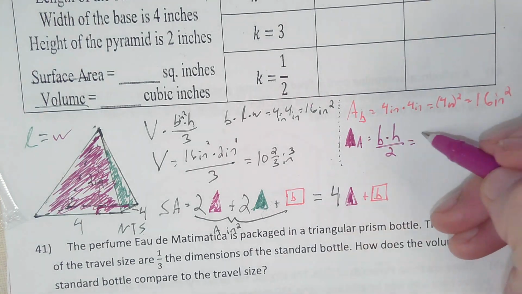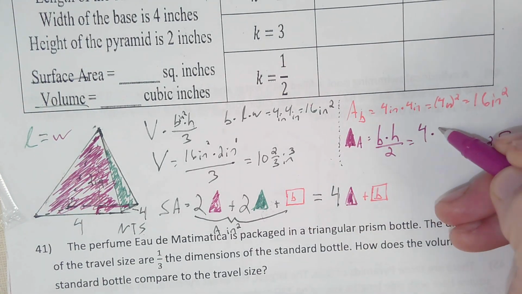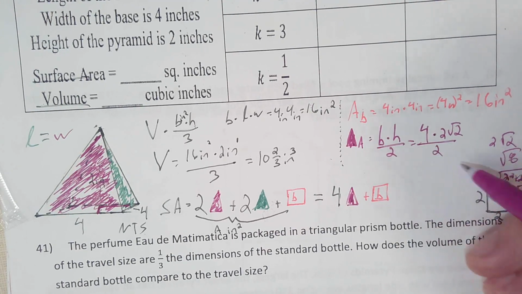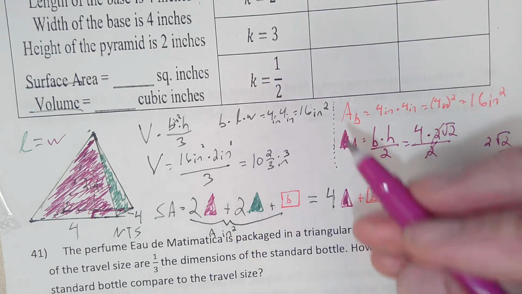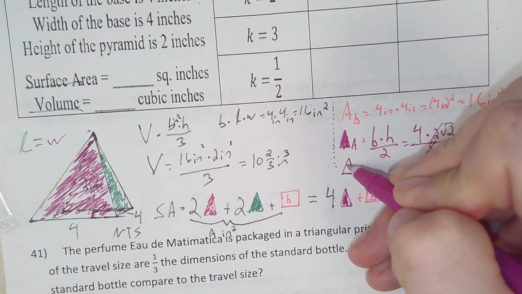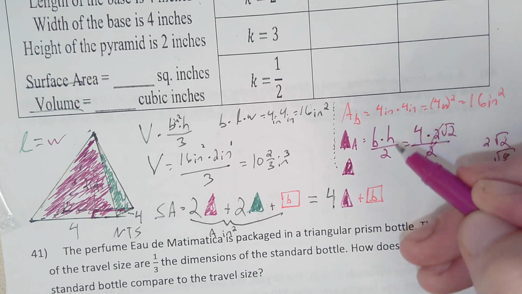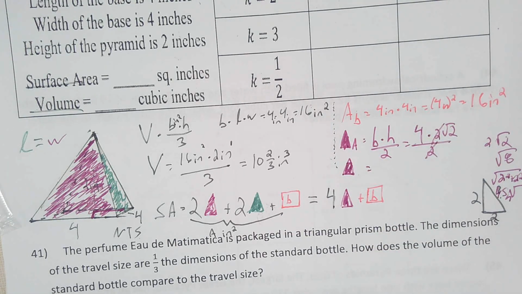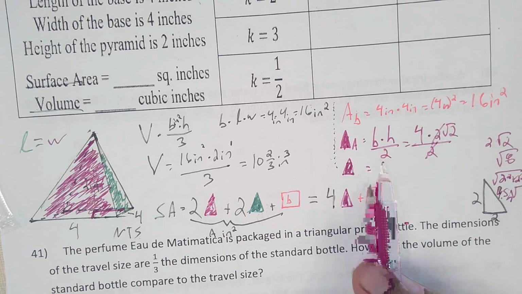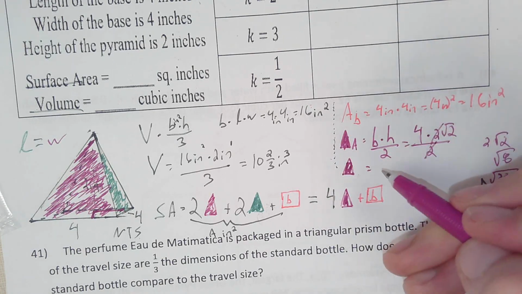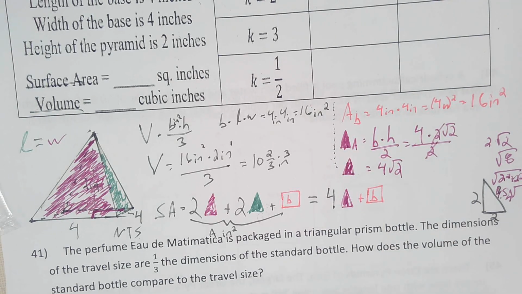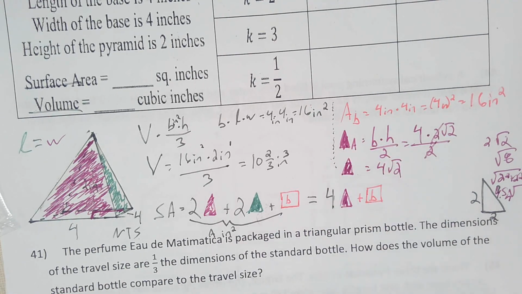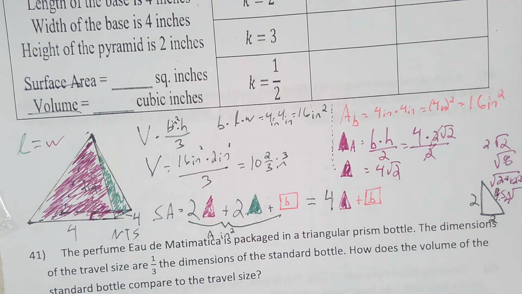So the area is the base, 4, times 2 square root of 2 divided by 2. So I'm going to go ahead and cancel that out. So my area of each one of these equals 4 square root of 2. All right, so I have each one of those. Okay, so now let me go ahead and plug in my final stuff.